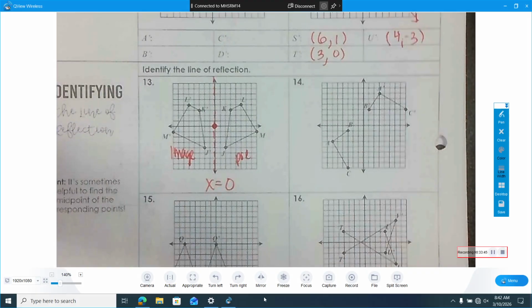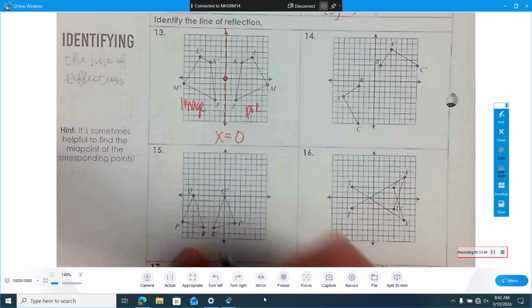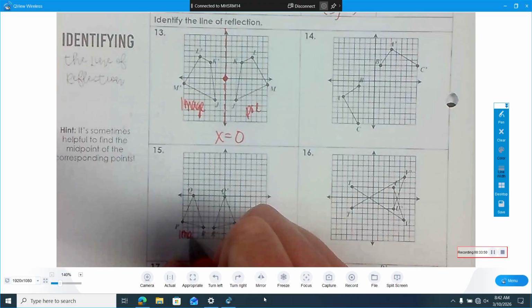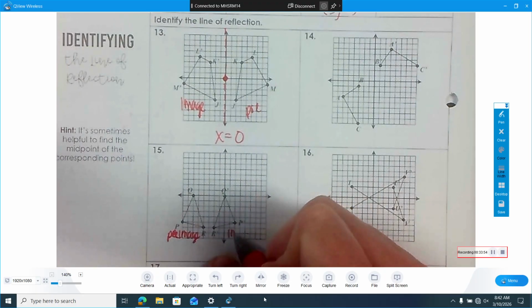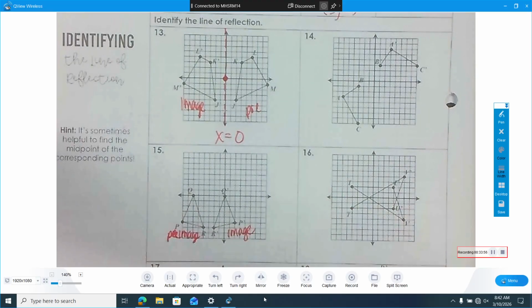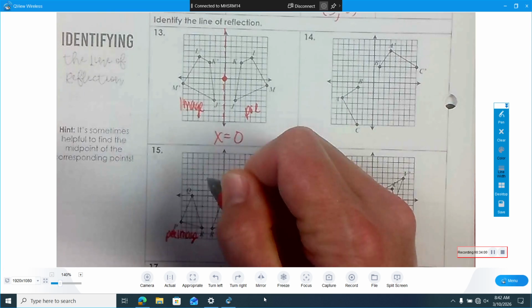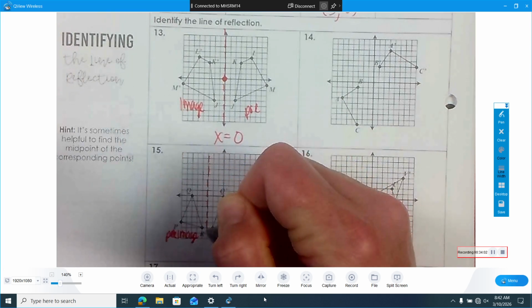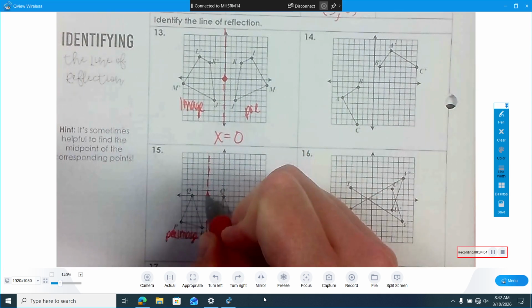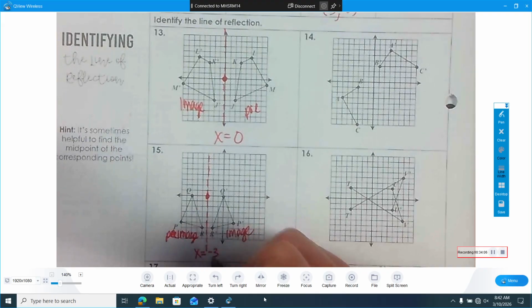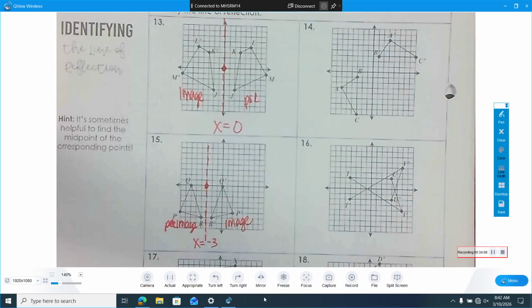What do you think on number 15? We have our pre-image right here, and then our image over here. Where is the line of reflection? Yeah, right here, in between them. And that is, again, passing on the x-axis at negative 3. So there's our line of reflection.